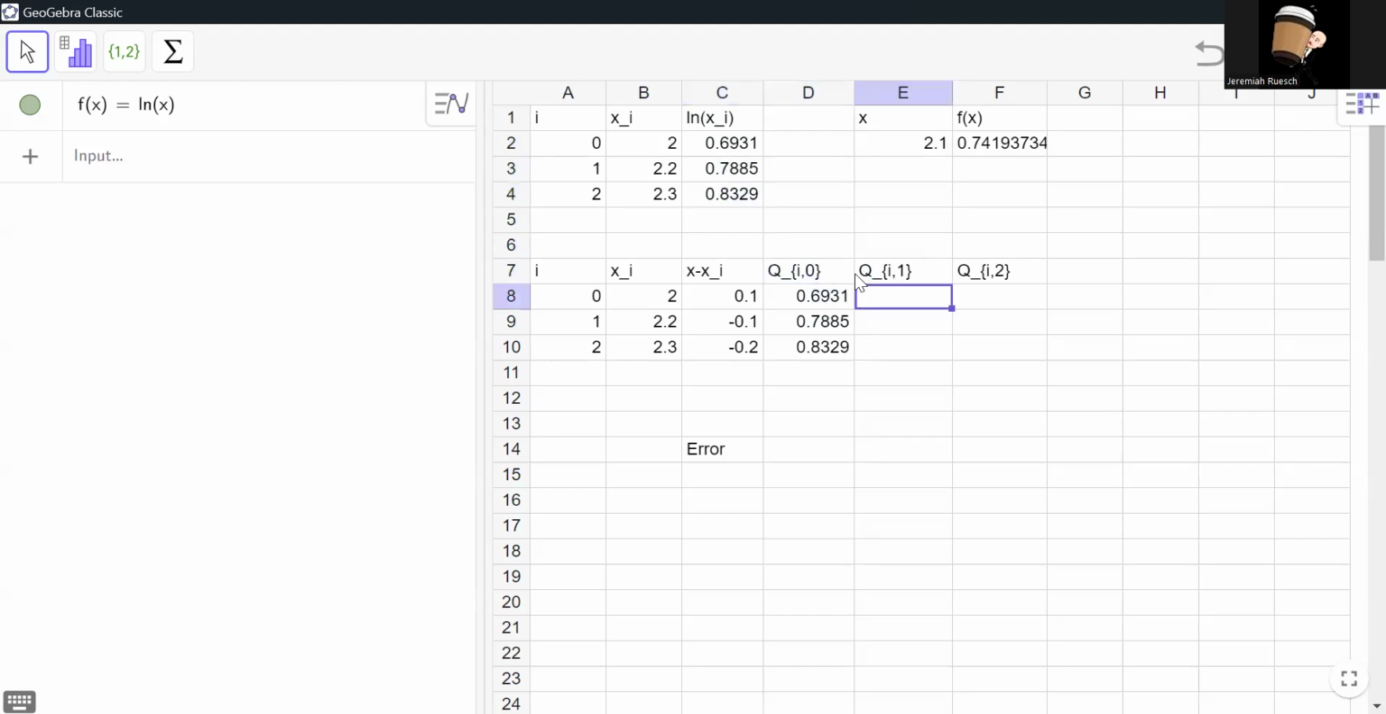Okay, so our next job is to utilize these values to construct the first degree interpolation polynomial, and then the second degree interpolation polynomial. So we're going to go ahead and do that now. We're going to set this equal to, and in this value, we're creating a weighted difference. So we're going to take the value here.